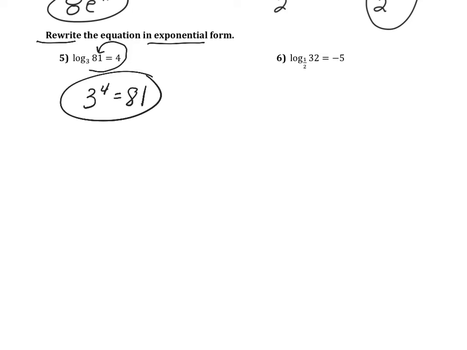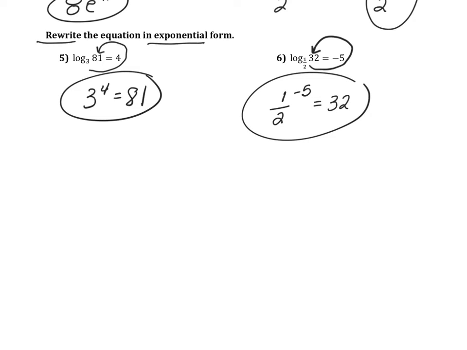And the same thing happens in number 6. Number 6, it's just don't let the fraction throw you off. It doesn't change anything about the pattern of what we're doing here. So we loop around, starting at the base of the log, which was 1/2. And then you have 1/2 to the -5th equals 32. And that's it. Questions about rewriting problems as exponents? All right, so let's go then to the back.